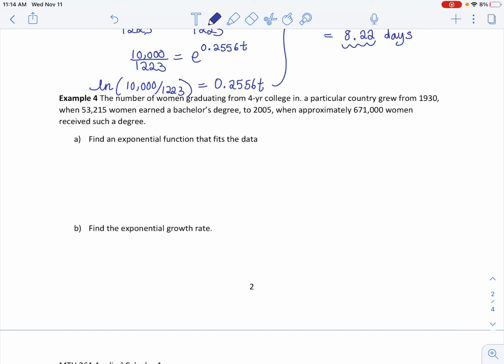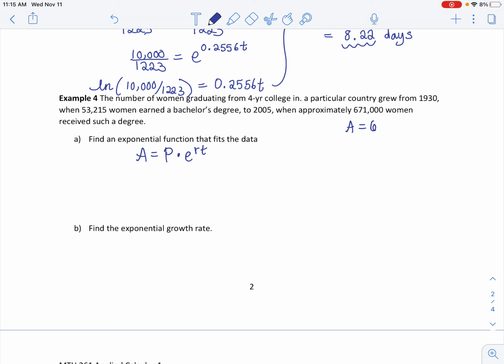The number of women graduating from four-year college in a particular country grew from 1930, when 53,215 women earned a bachelor's degree, to 2005, approximately 671,000 women received such a degree. Okay, so let us find the exponential function that fits the data, assuming continuous. Because a lot of people graduate in May or January, but some schools offer graduation another time, like if a school is going by quarters. So I'm just going to go ahead and use continuous, okay?